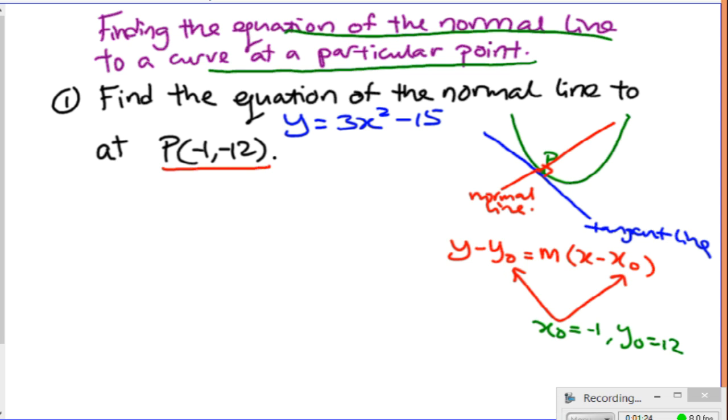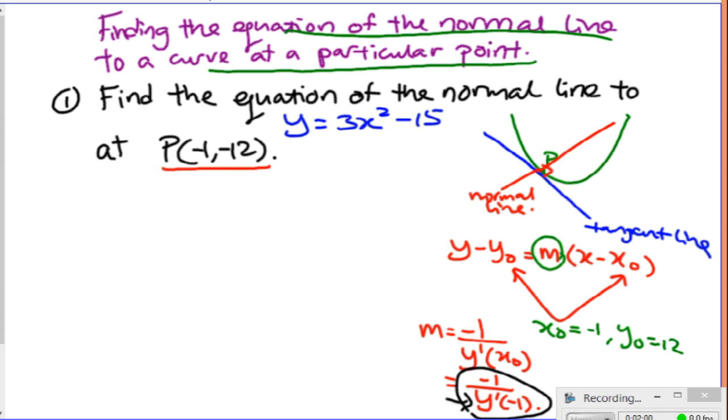That's good. The next thing is to check, do I have m, the gradient of this normal line? Unfortunately, I don't, but the gradient is going to be m equal to -1 over the gradient function y dash at that particular point x0. So in my case, this is -1 over y dash of -1. This is what I need to start with. So what is y dash then?